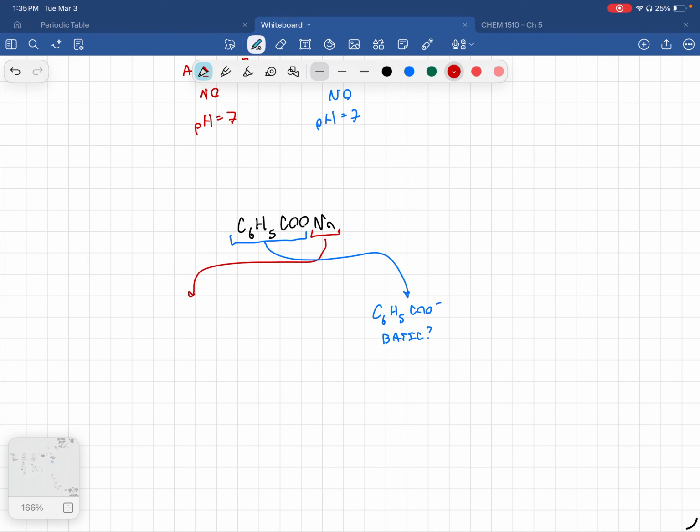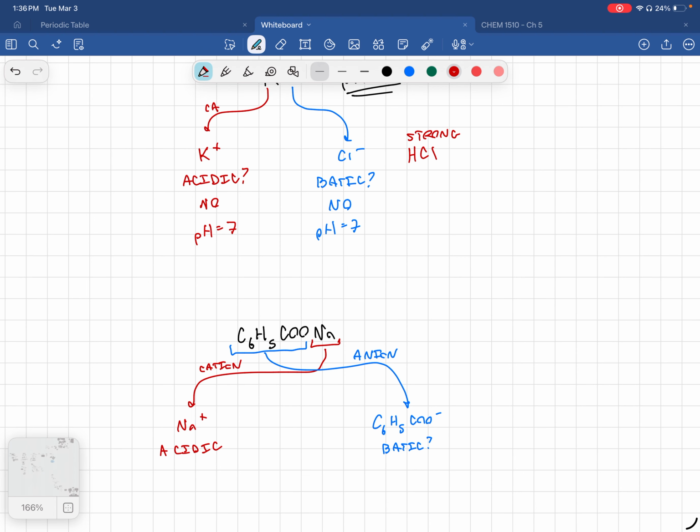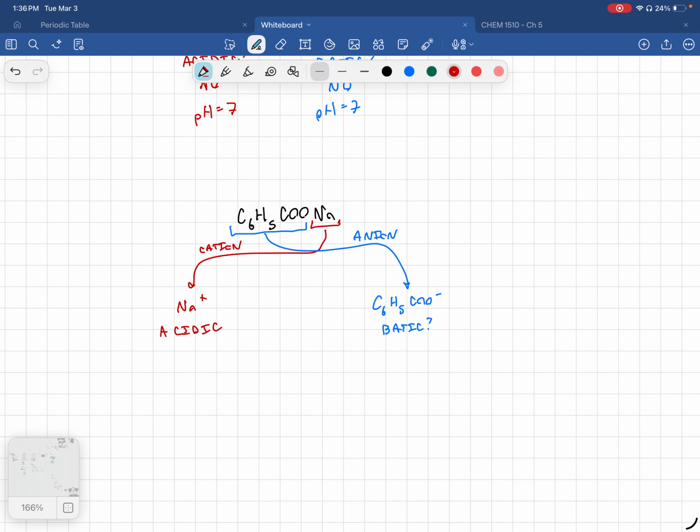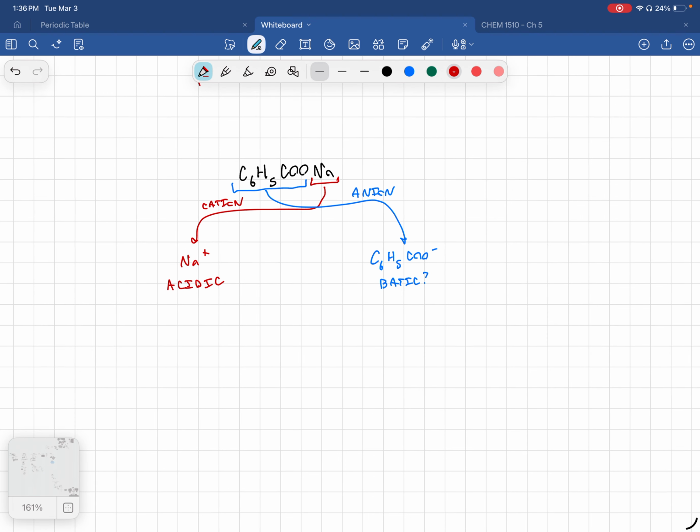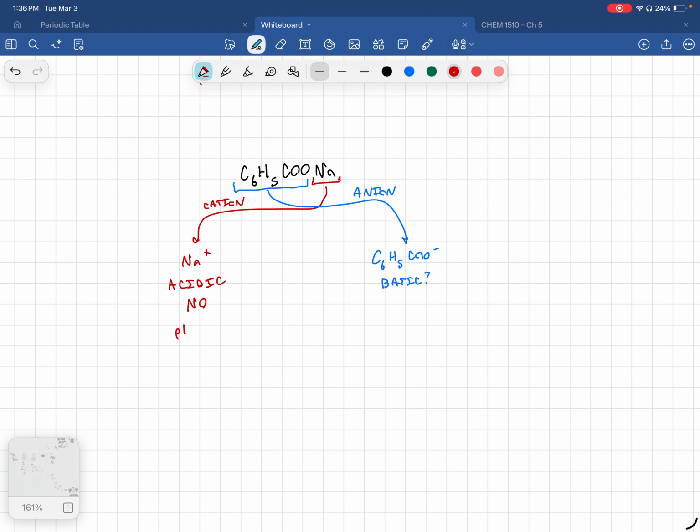Will this be basic? And then over here, Na plus, will this be acidic? Because again, we just look at the cation, anion. So, in the case of sodium, sodium is not going to donate a proton to water. It's not a Bronsted-Lowry acid. And thus, if it's not a Bronsted-Lowry acid, it's just going to leave a pH 7 solution.